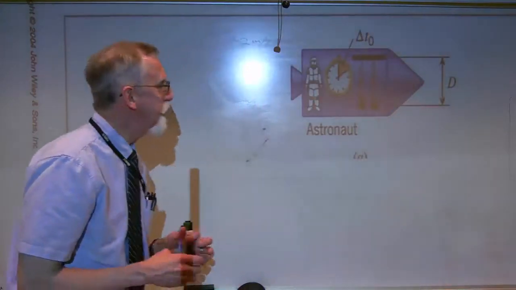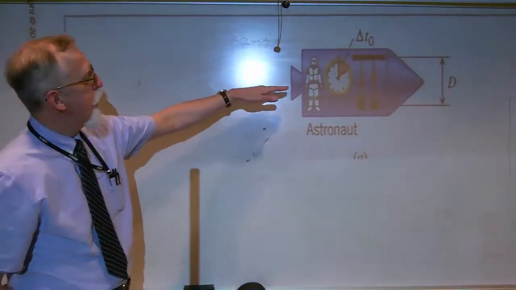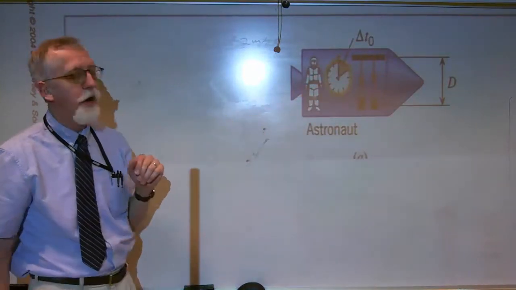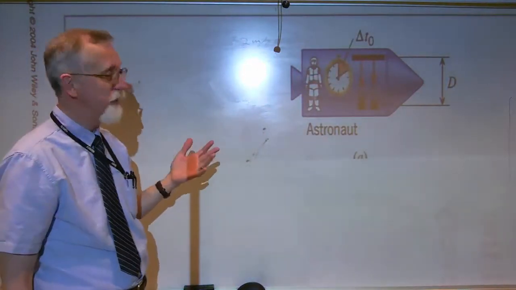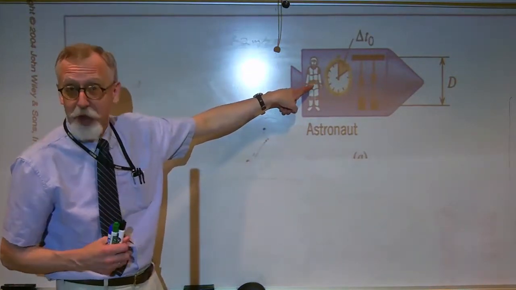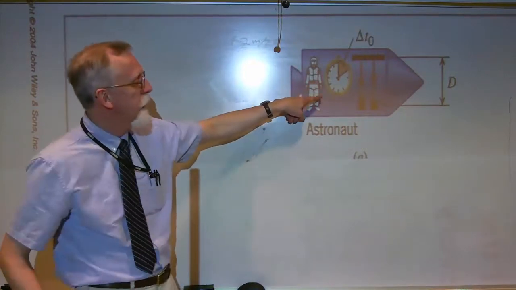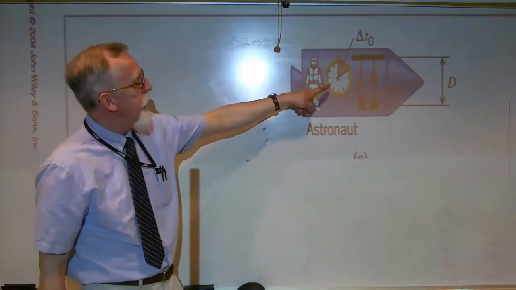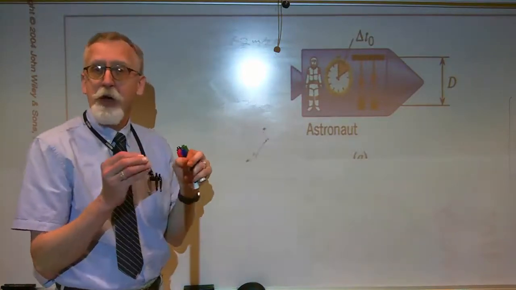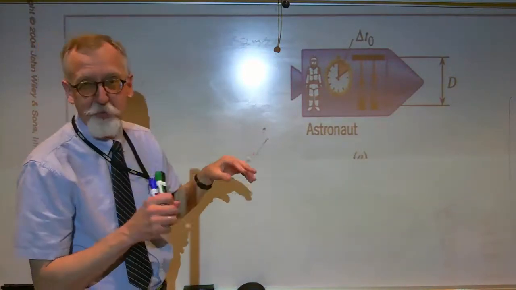Okay, so here is our clock. Let's imagine that we've got an astronaut, and here he is in his stationary rocket ship. Stationary, well, obviously, stationary with respect to the astronaut anyways, so the astronaut thinks that the rocket is stationary. And here's the astronaut's clock, and this clock is made of several parts.